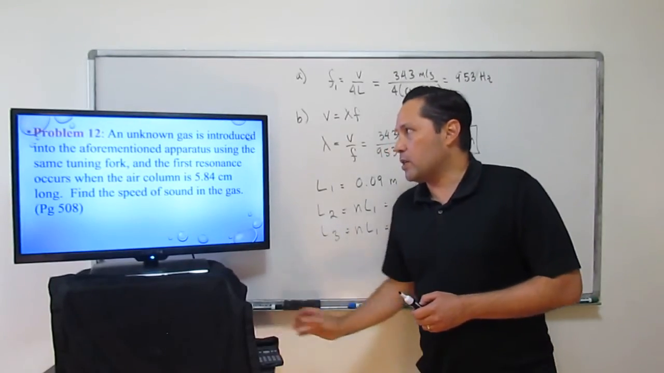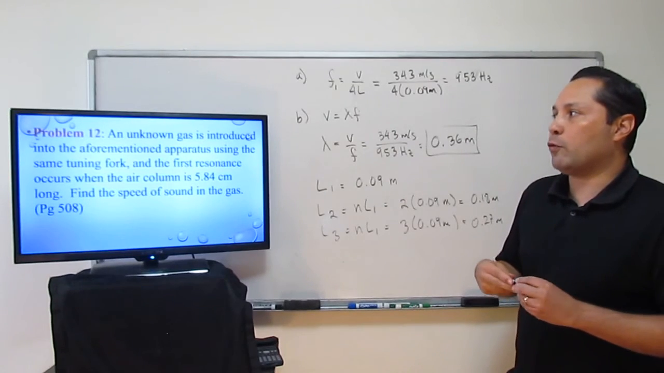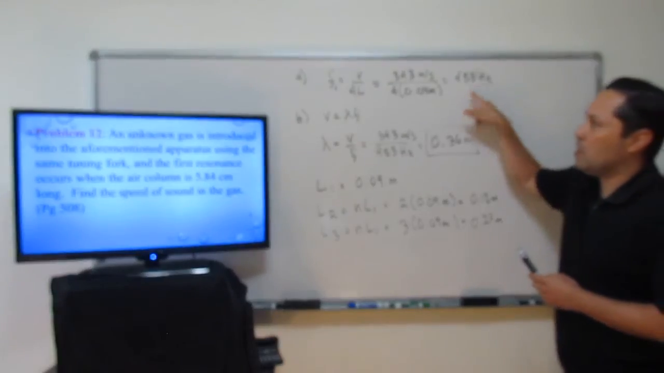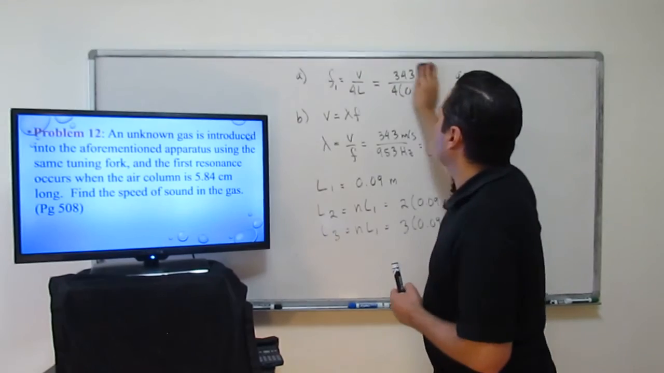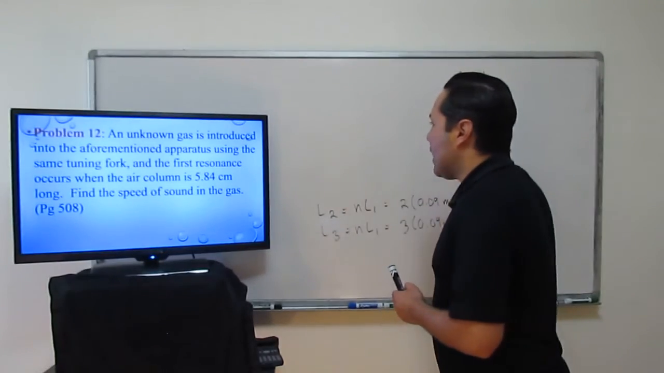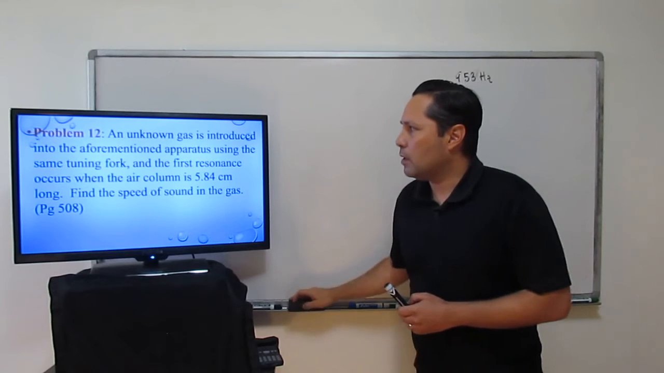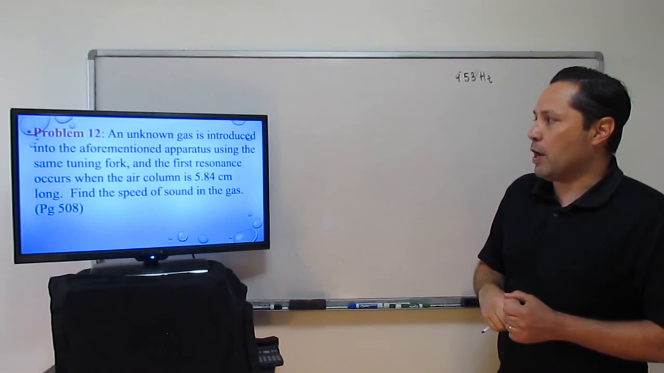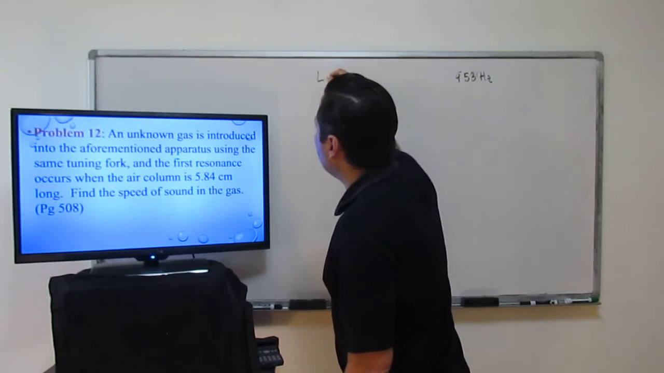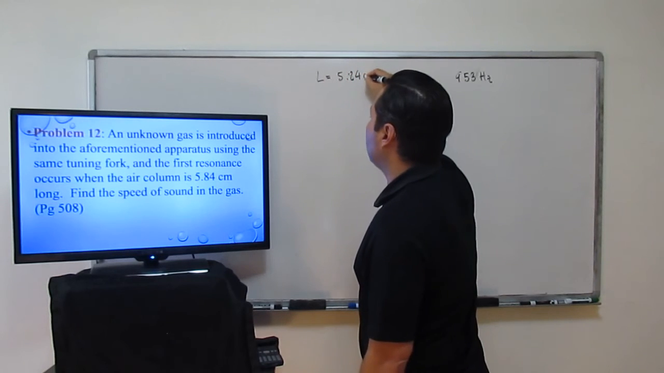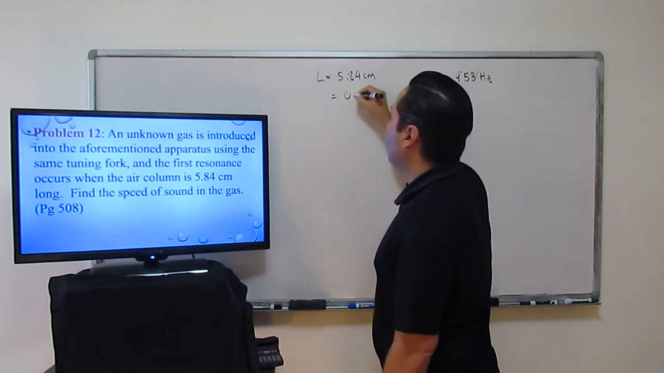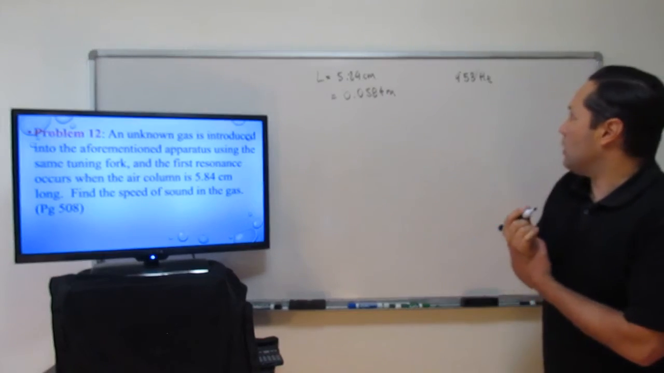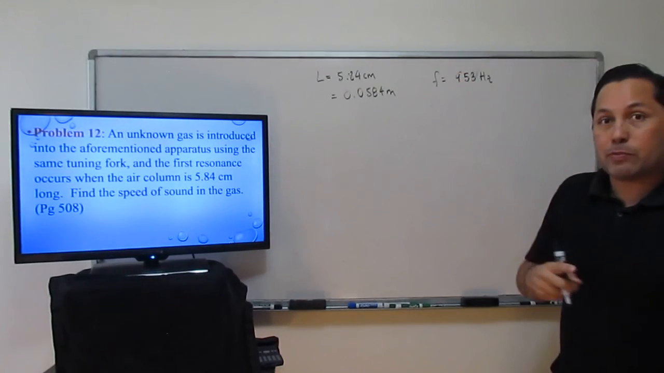Next, problem number 12 says, an unknown gas is introduced into the aforementioned apparatus using the same tuning fork with this frequency. And the first resonance occurs when the air column is a length of 5.84 centimeters. So our length is equal to 5.84 centimeters. That in meters is going to be 0.0584 meters. All right, and we have the frequency, because it's the same tuning fork.